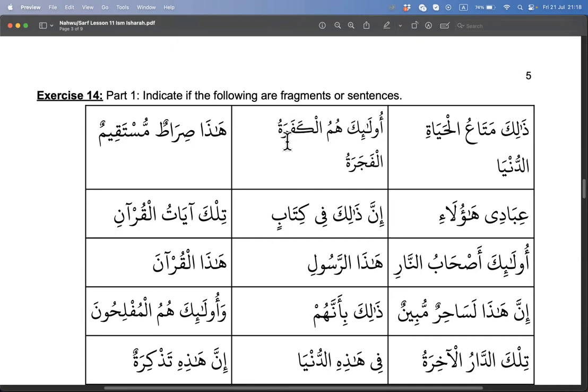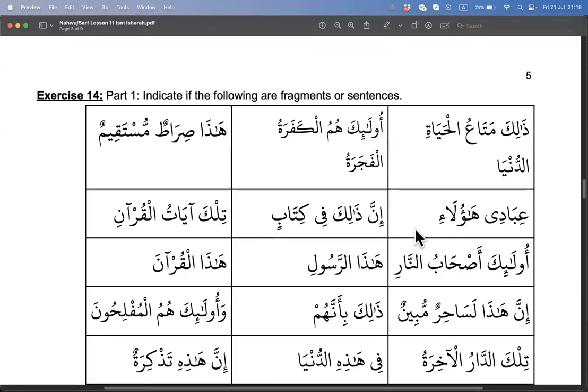Next one. Hadha siratun mustaqimun. Sentence. So hadha plus no al. Good, sentence. What about siratun and mustaqimun? What can you tell me about these words? Mausuf sifah. Next one.